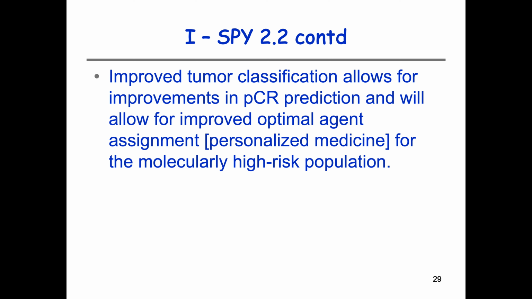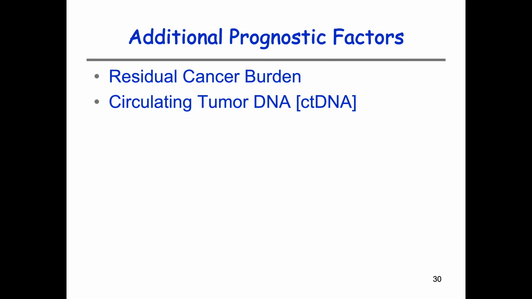So the goals of I-SPY 2.2, there are several, but improved tumor classification that they can do today allows for improvement in PCR prediction and will allow for improved optimal agent assignment, that is personalized medicine, for this molecularly high-risk population. But now, in I-SPY 2.2, they're going to consider additional prognostic factors, residual cancer burden, and circulating tumor DNA, ctDNA.